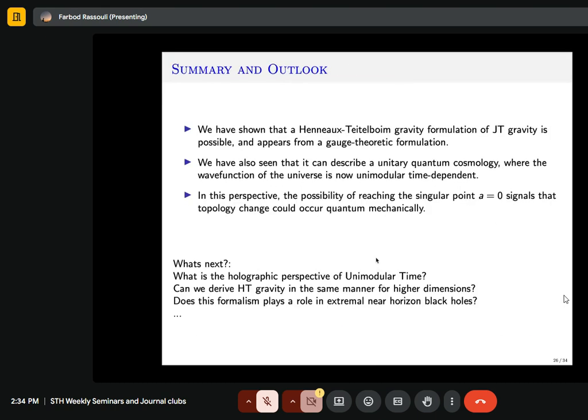So what is the next part of this? What is the holographic perspective of unimodular time? Do we have it? Does it make sense? Can we as well derive HD gravity in the same manner from a BF theory in higher dimensions? This would be amazing. And what happens in near-horizon black holes, if it's useful? There are other questions that I could speak about for hours, but I will stop here. And please, if you have any question, please ask me.